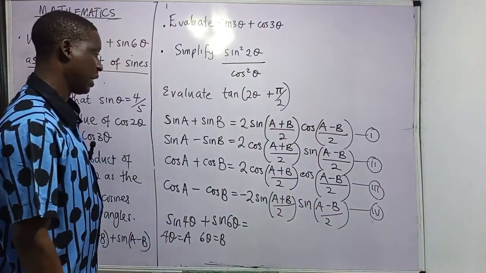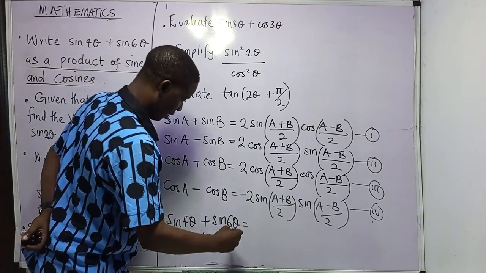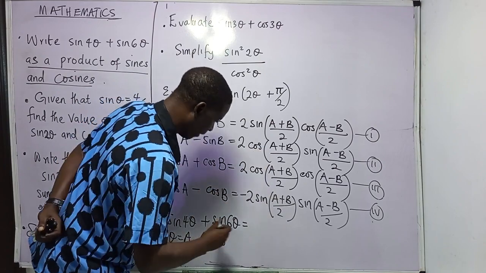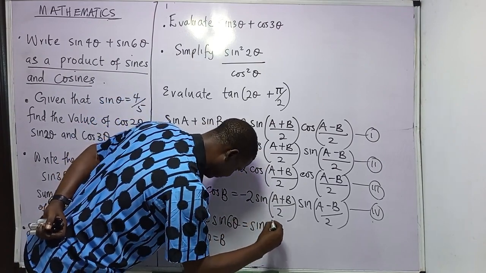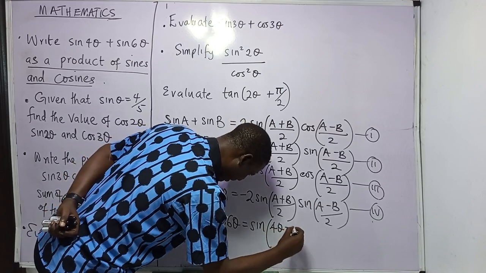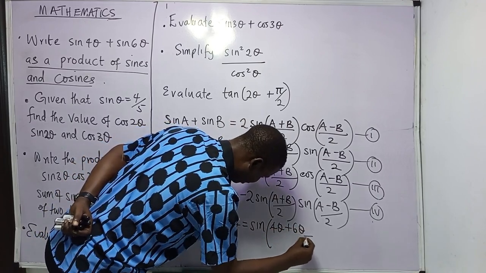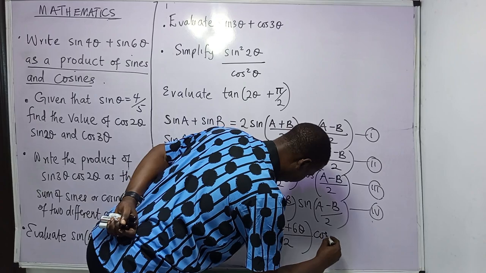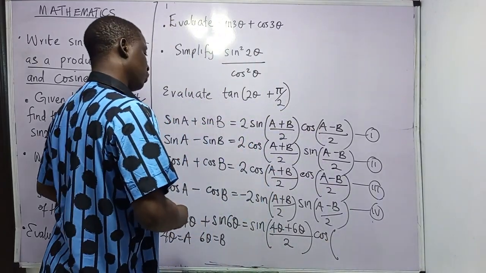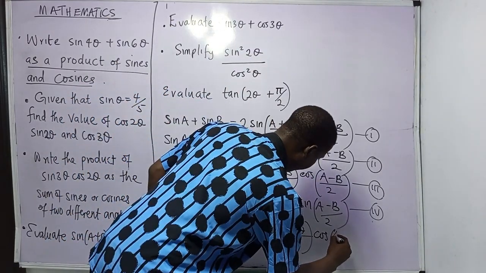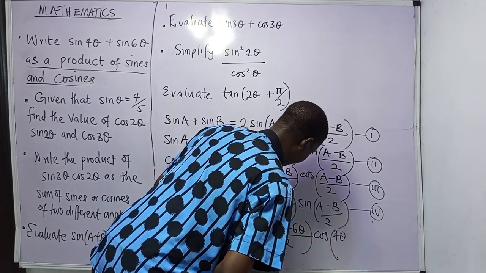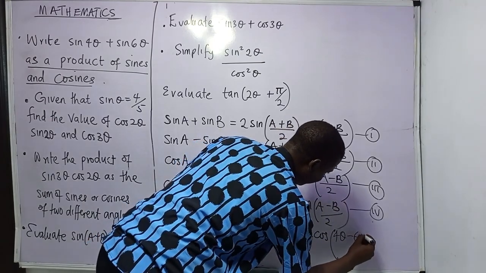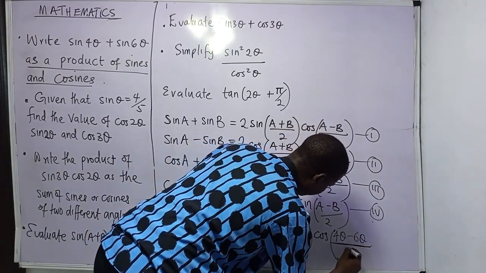Now we have 4 formulas given to us as a product. Now we need to try and understand. I will see what I can do to check our previous video for the proof. This one has what? Sine of 4 theta plus 6 theta divided by 2. I'm using the first one. Cos, what do we do now in that? We say 4 theta minus 6 theta divided by 2.